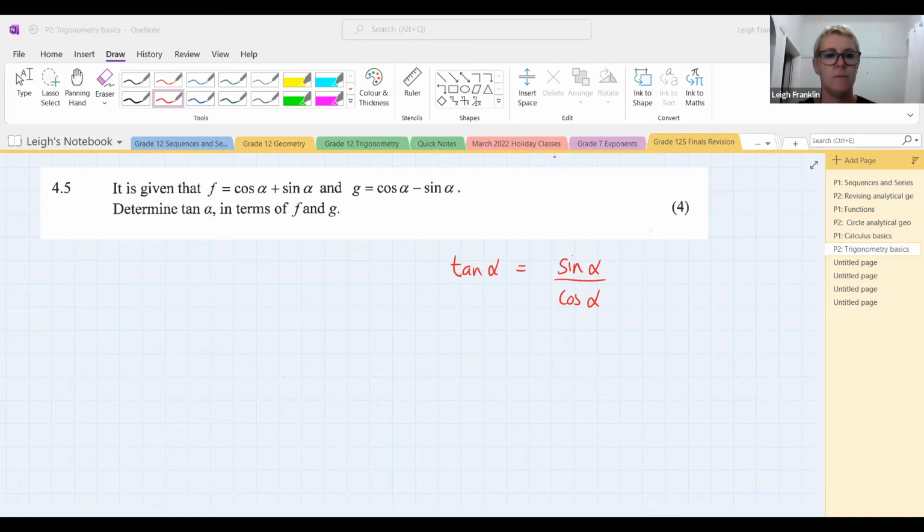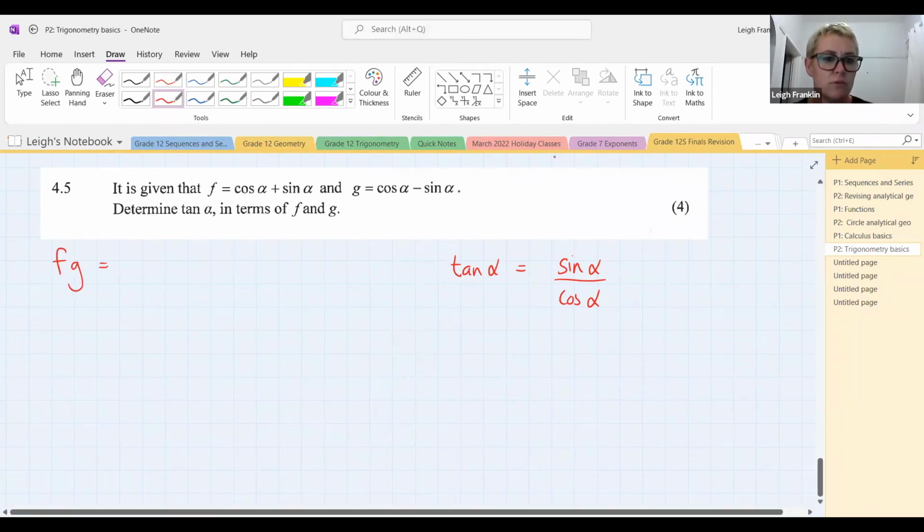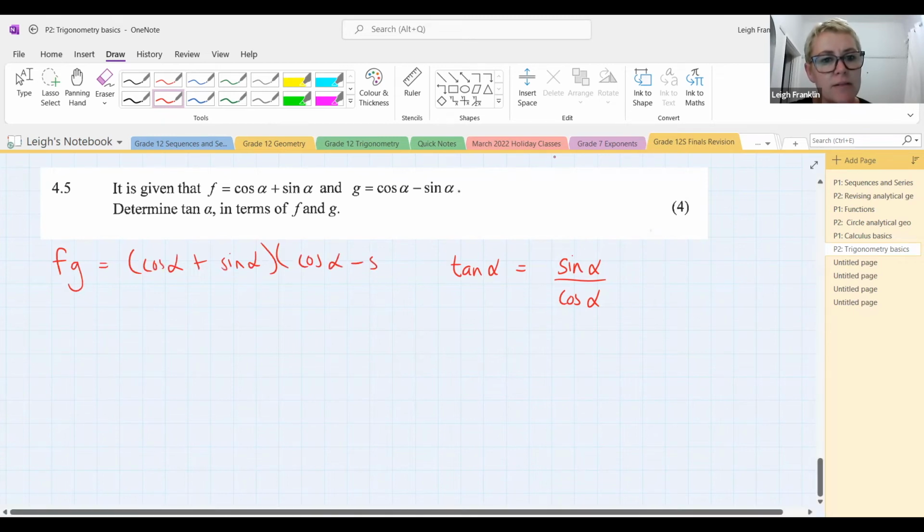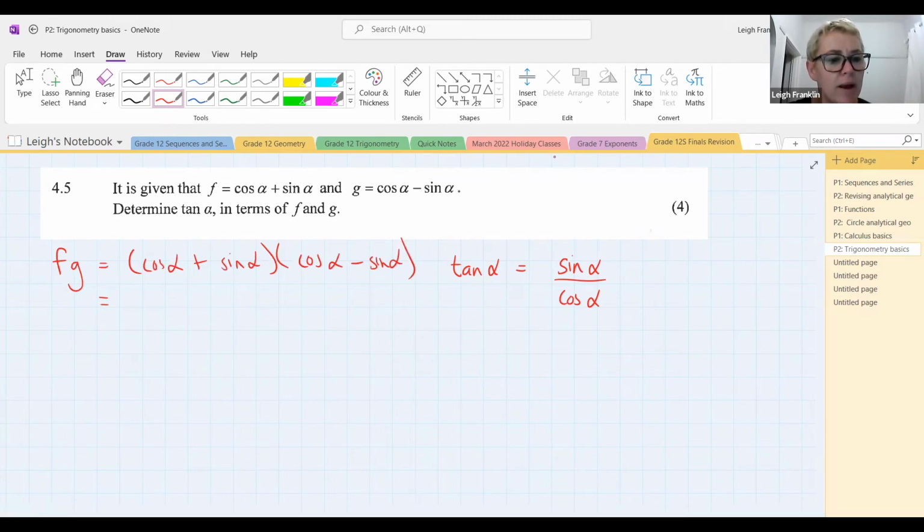Let's try a couple of options here. If we multiply f and g together, does that help us? Well, look at what we get: cos alpha plus sine alpha, and cos alpha minus sine alpha. If we removed the brackets, we'd end up with cos squared alpha minus sine squared alpha. That doesn't really help us in this situation. Multiplying them together is fine, but it doesn't help, so let's scrap that. Multiplying didn't work.